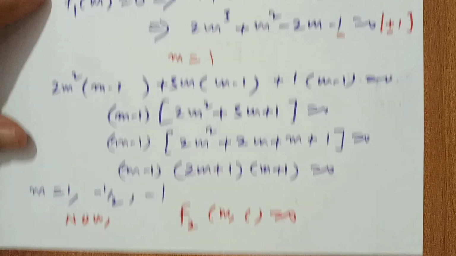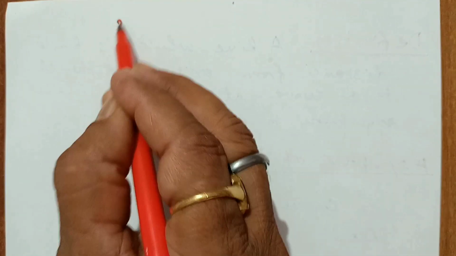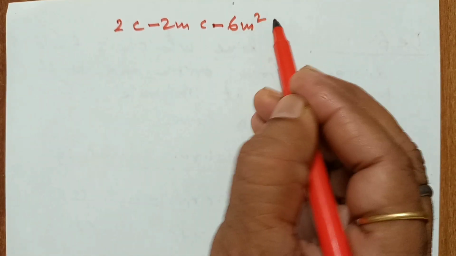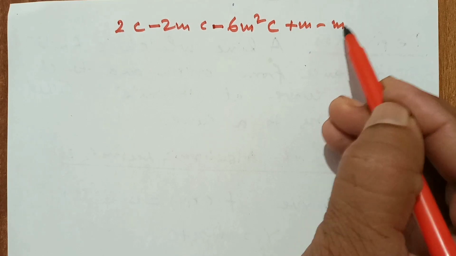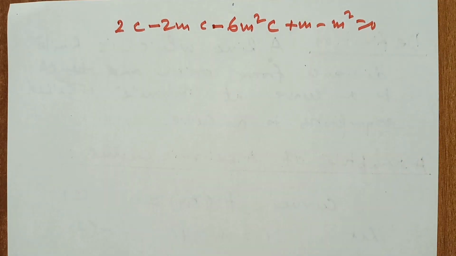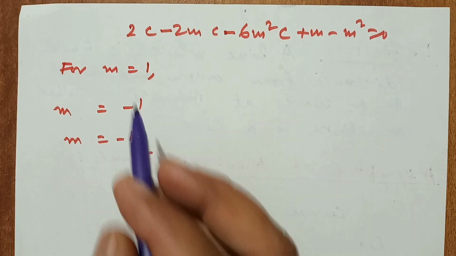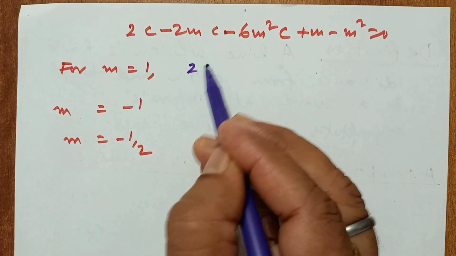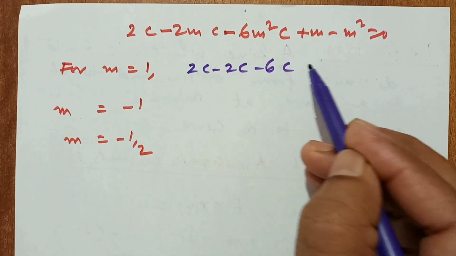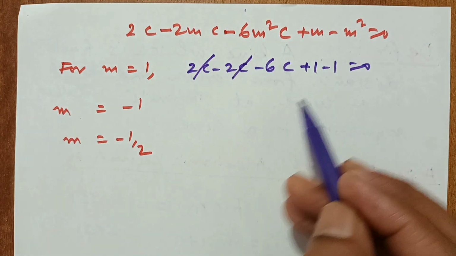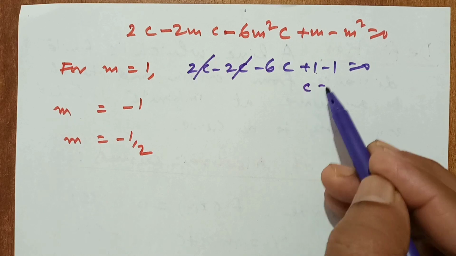So we will get phi 2 mc. Phi 2 mc is nothing but 2c minus 2mc minus 6m square c plus m minus m square is equal to 0. So now I want to calculate the value of c. For m is equal to 1, here 2c minus 2c minus 6c plus 1 minus 1 is equal to 0. It means 2c cancels, 1 cancels, so c is equal to 0.